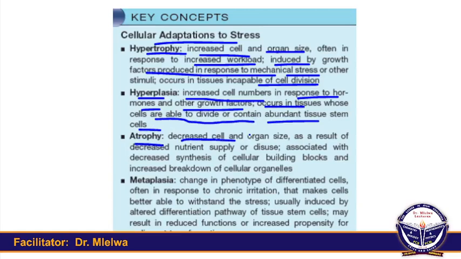Atrophy, decrease in cell and organ size, the result of decreased nutrient supply or disuse, hichi kitu hakitumiki, associated with decreased synthesis of cellular building blocks and increased breakdown of cellular organelles. Unaona, kwa kuna decreased the use of the cell, and then they decrease the production of the cellular building blocks and the increased breakdown of cellular organelle.